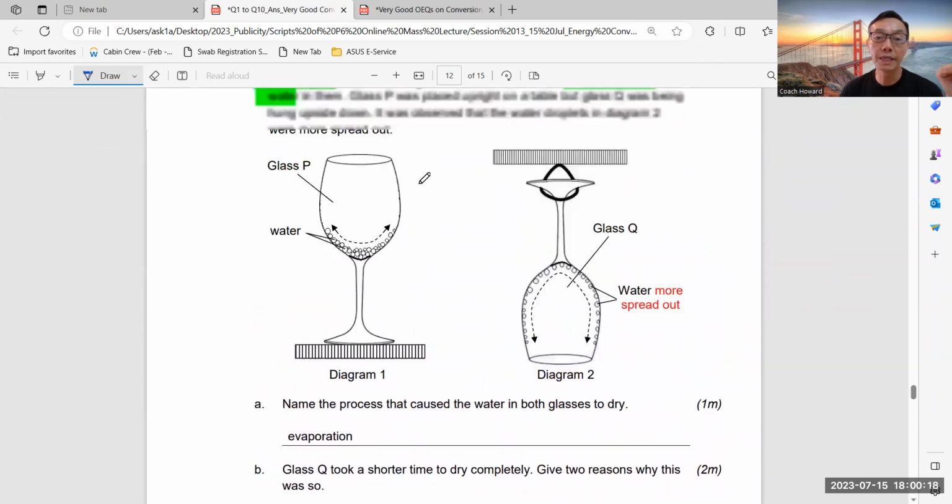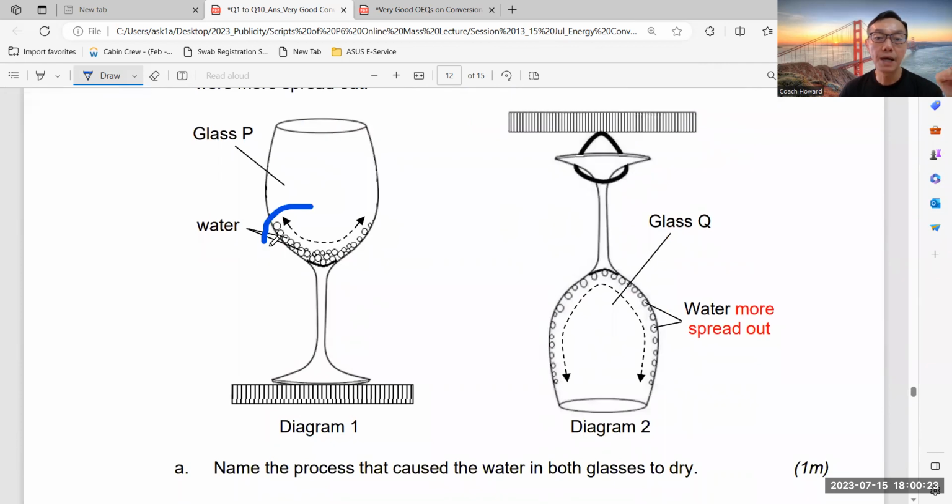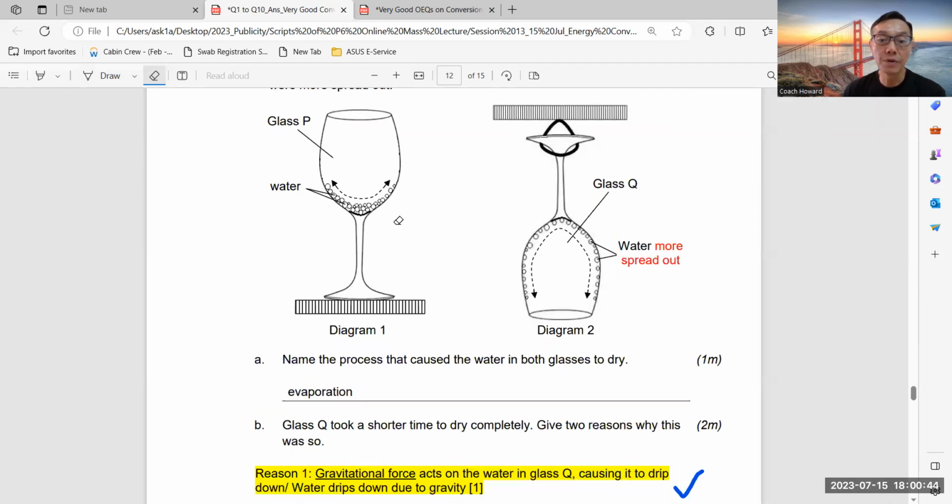Because in this one, they accumulate. Can you see this part? If I enlarge it, you can see the water droplets accumulate together. However, in this part, they spread out. Can you see? They spread out more due to gravity. So normally students cannot answer part 2 because they didn't observe carefully. That's why in the diagram you have to observe carefully. Then you can get the answer for this part.